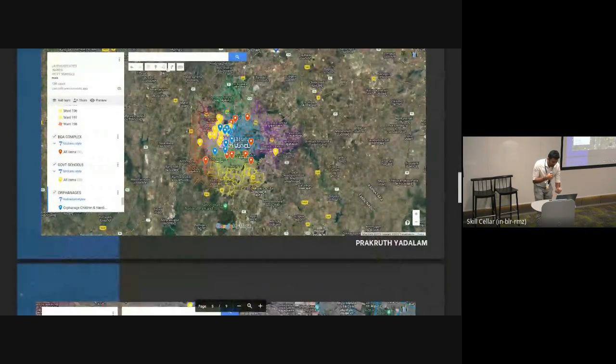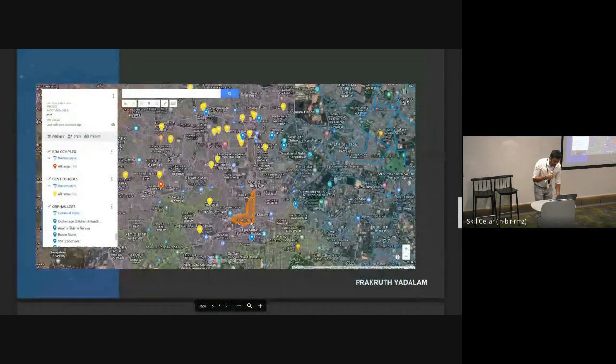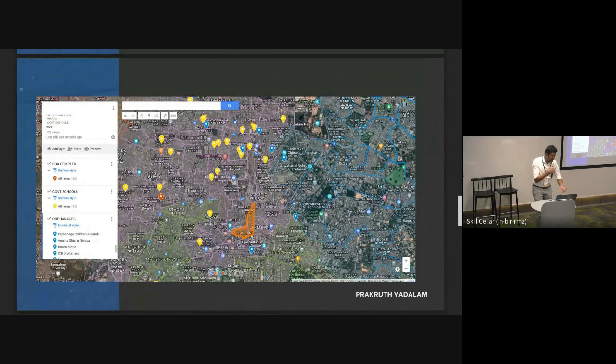And then we try to map orphanages close to that zone. When you zoom in, the orange part that you see there is one of the low-income societies, or a neighborhood that is there. So with just this one mapping tool, which took us hardly any time, most of the data was already there.